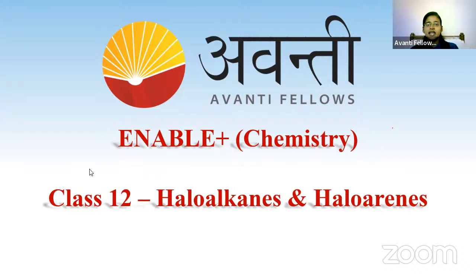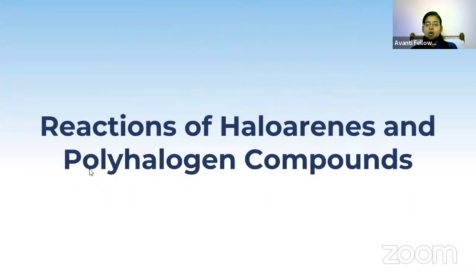There were three reactions: nucleophilic substitution, elimination reaction, and reaction with metals. So these are the three reactions we have covered under the chemical reactions of haloalkanes. Today we are going to deal with the reactions of haloarenes, and at last we will discuss a small topic called polyhalogen compounds.